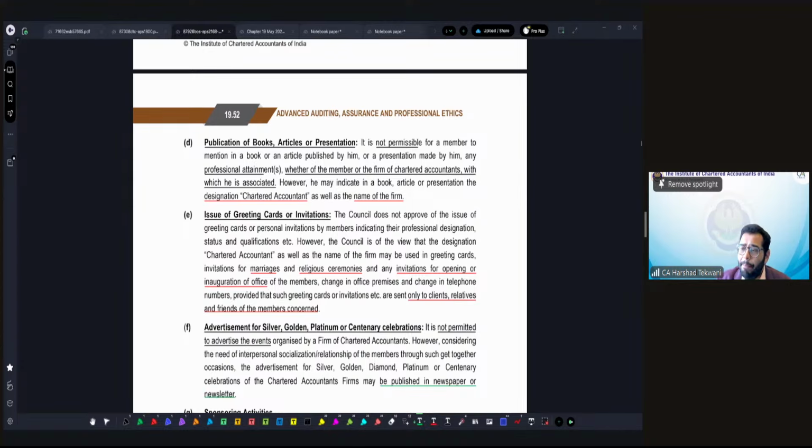There's a question: are partners, relatives, and friends also not allowed? Can you explain your query a bit, Pratik? Partners, relatives, as in? Relatives are covered already, and friends of members are covered. In the issue of greeting cards, we said that if you issue to clients, relatives, and friends of members, these relatives are the relatives of the members or the partners of the firm or the proprietor itself. So that is fine. I hope I have answered your query.